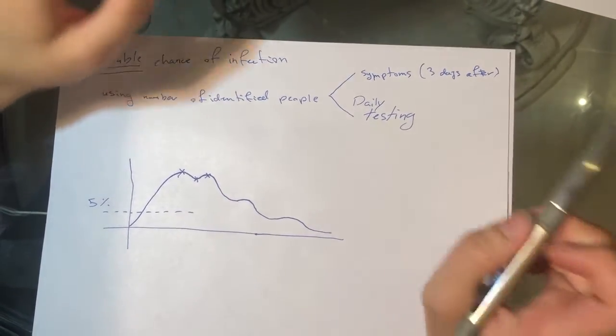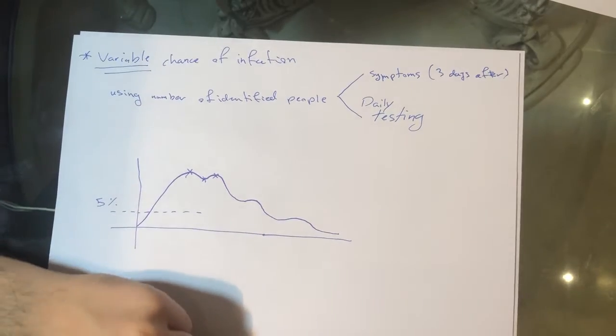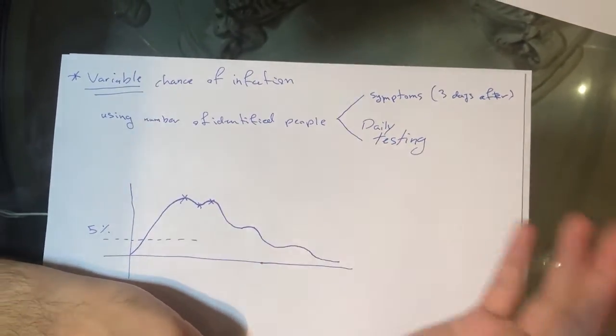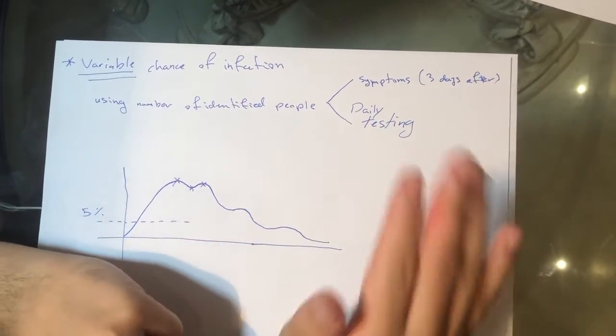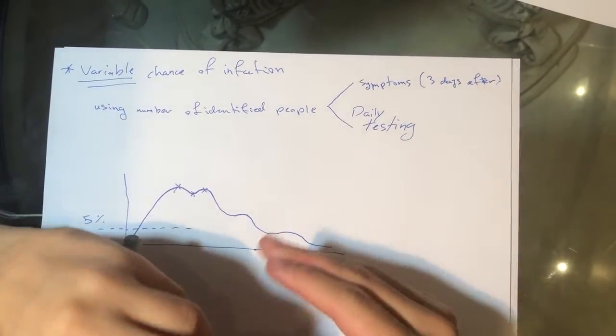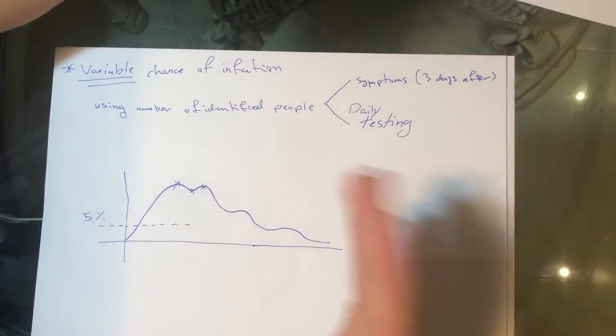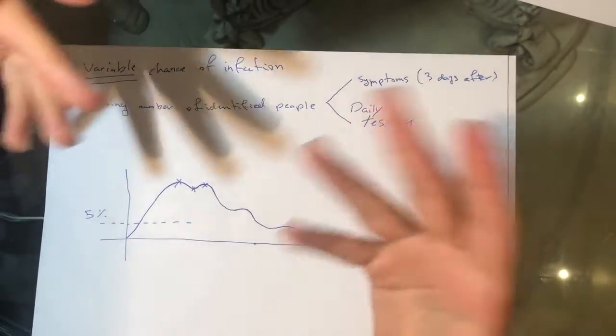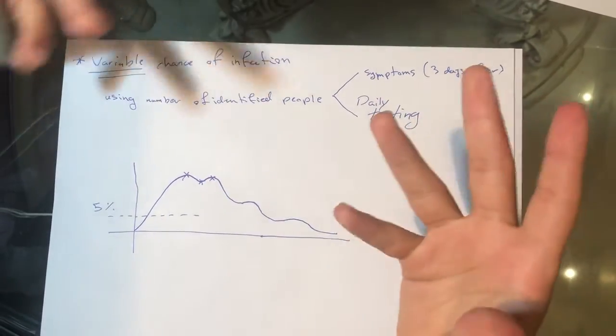all-time high. So what I'm trying to do here is have a variable chance of infection, and whenever the numbers for the coronavirus are decreasing, people will basically care less about this, so the chance will go higher, and whenever it's going higher, they start to care more about it again.